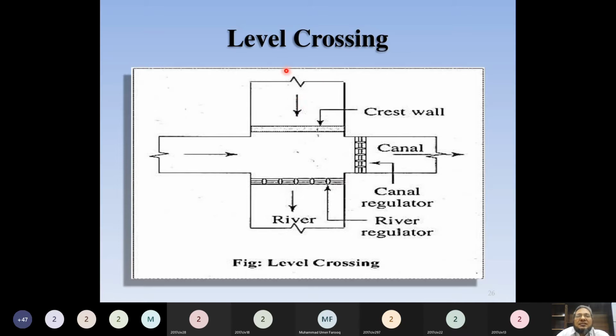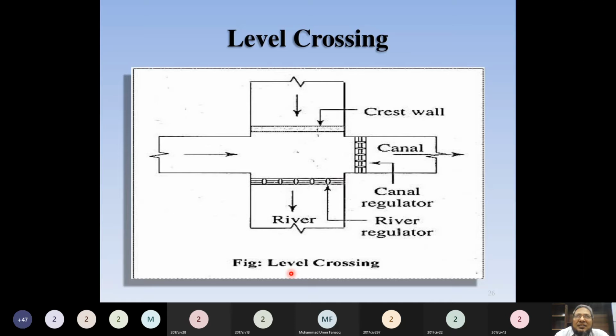What is the second purpose? You know, the river brings a lot of sediments. So those sediments will be deposited on the upstream of the crest wall, and the water, when it will enter here in the canal, has relatively less silt. So when the silt is more deposited, you can close this canal, and if the canal is closed, you can flush sediments from here. So that is the level crossing.